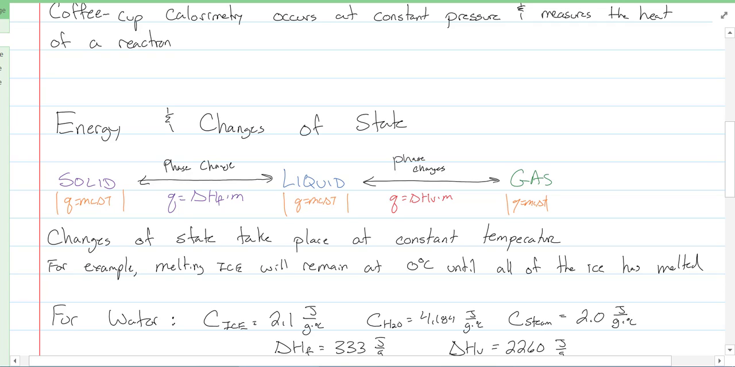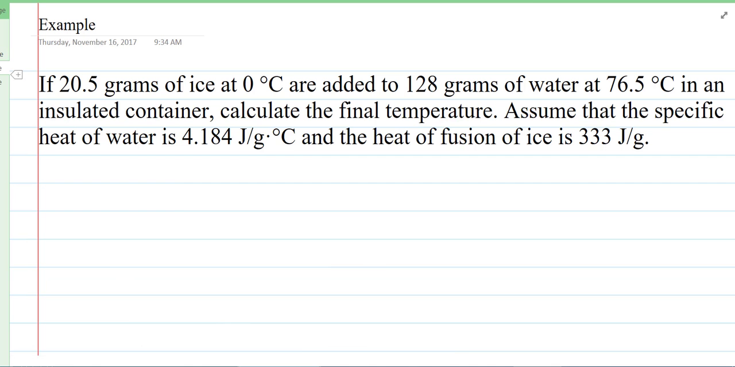So let's do an example. I have 20.5 grams of ice at 0, and it's added to 128 grams of water at 76.5 degrees Celsius in an insulated container. We're going to calculate the final temperature of everything, assuming that the specific heat of water is 4.184 joules per gram per degree Celsius, and the heat of fusion of ice is 333 joules per gram.